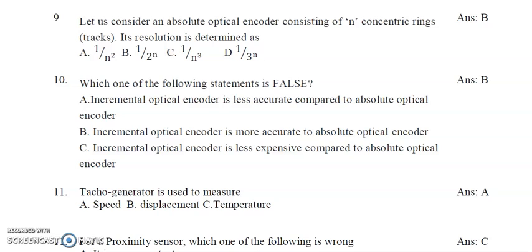This is a true statement. And option C, incremental optical encoder is less expensive compared to absolute optical encoder, that is also a true statement. So the only false statement is that incremental optical encoder is more accurate than absolute optical encoder. Obviously incremental optical encoder is less accurate than absolute optical encoder. So answer B is the false statement. So answer B is the right answer.